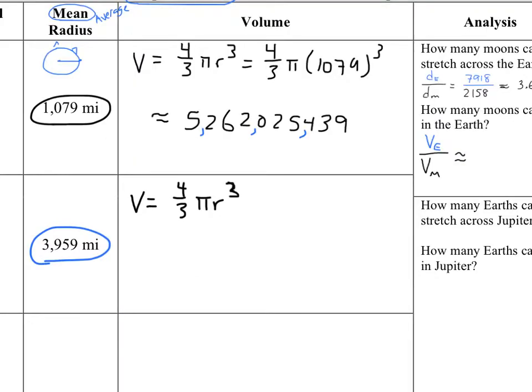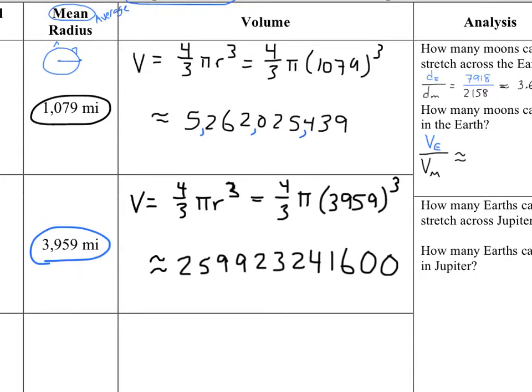Volume is 4/3 pi r cubed. Substitute in the 3959, and then we're going to find the approximate value by plugging it all into the computer. It's an extremely large number, so let's go ahead and put my commas in. And here we are at millions, billions. So here's millions, so billions. So 260 billion compared to 5.3 billion.